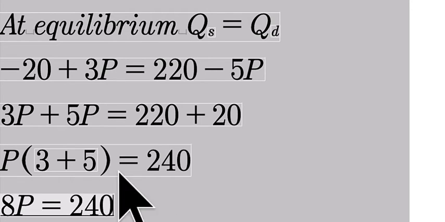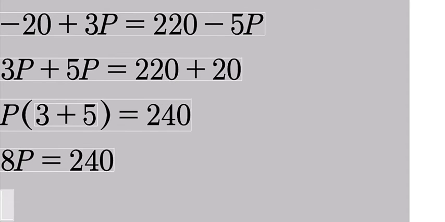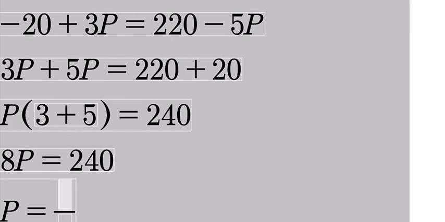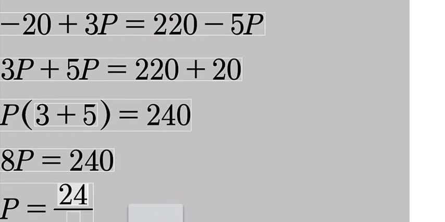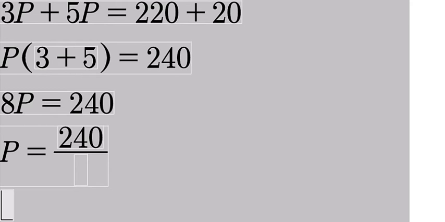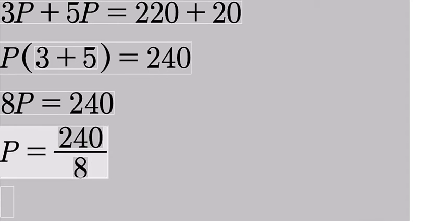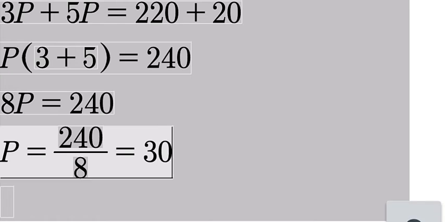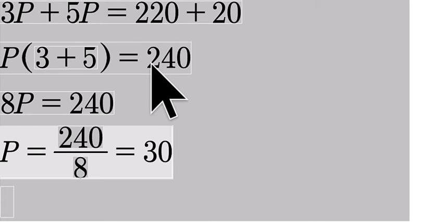So when we divide through by 8, we have our price P equal to 240 divided by 8, which gives 30. So we see that our market clearing price is now 30.